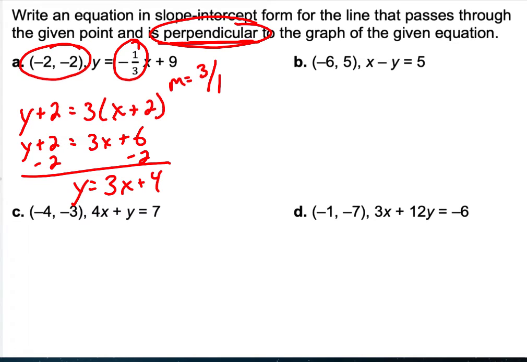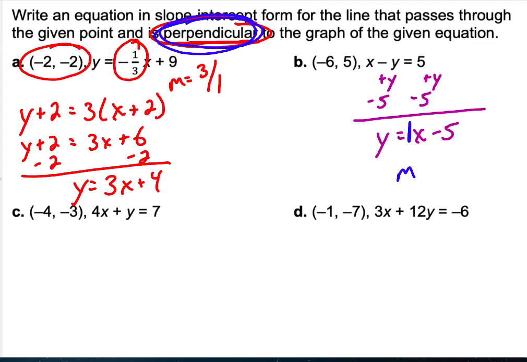Here I'm going to add y to both sides. I'm going to subtract 5 from both sides to get the y by itself. So y is equal to x minus 5. That means my slope is currently 1. If I want to be perpendicular to it, it's going to be negative 1/1, which is really just negative 1.